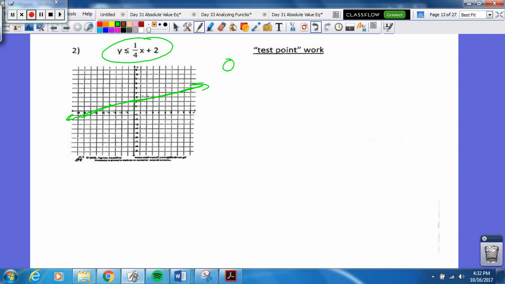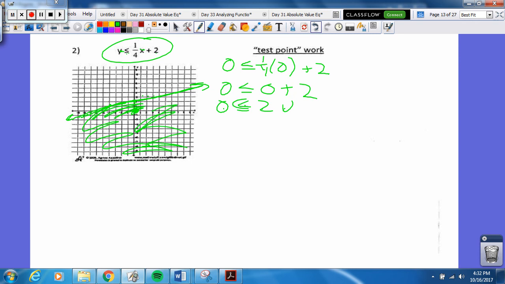So 0 is less than or equal to 1/4 times 0, so I'm plugging into x and y there, plus 2. 0 is less than or equal to 0 plus 2. 0 is less than or equal to 2. Is Pac-Man eating the bigger man? Is 0 less than or equal to 2? Yeah, it is. Pac-Man's eating the bigger man right there. So this is also true. So boom, here's a solution right here, so all of these are also solutions right here.